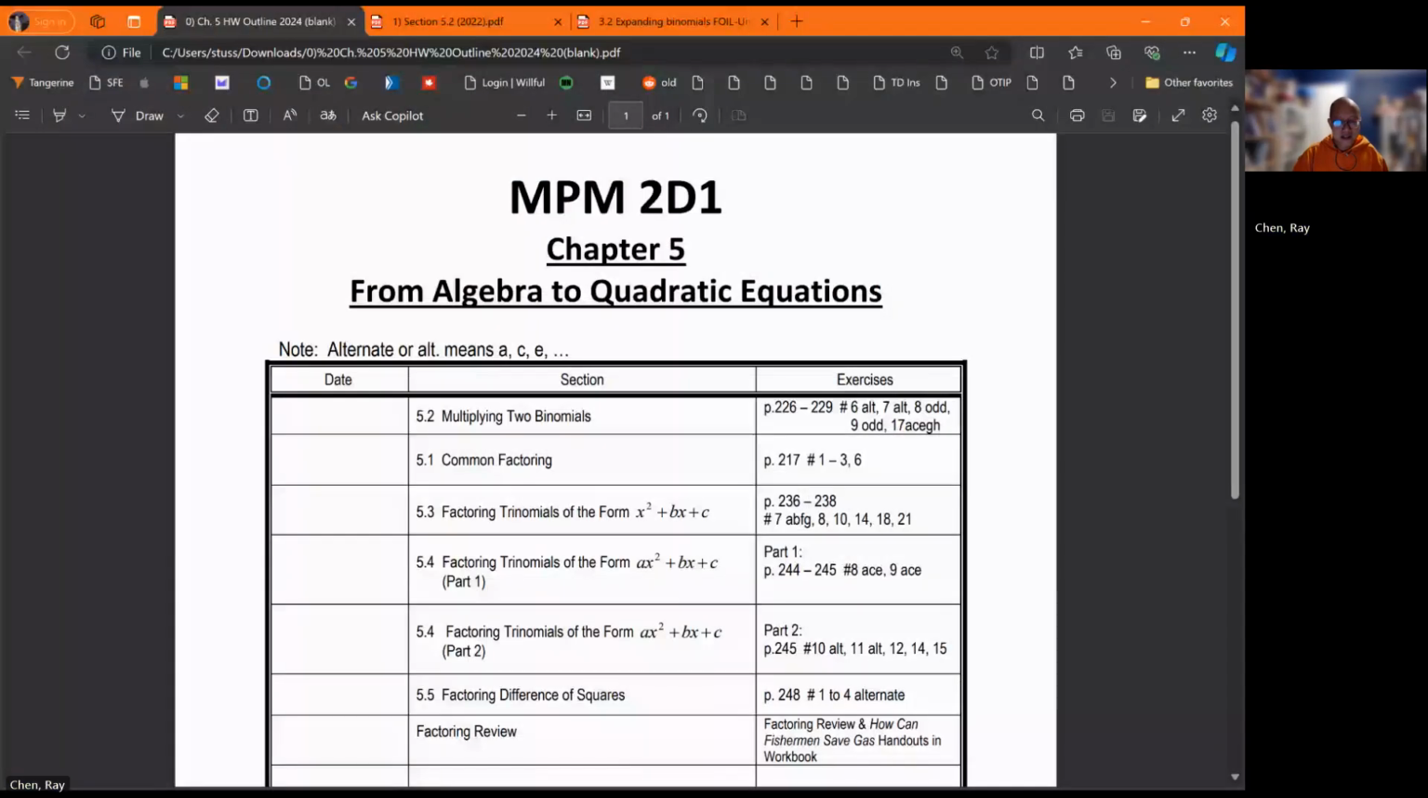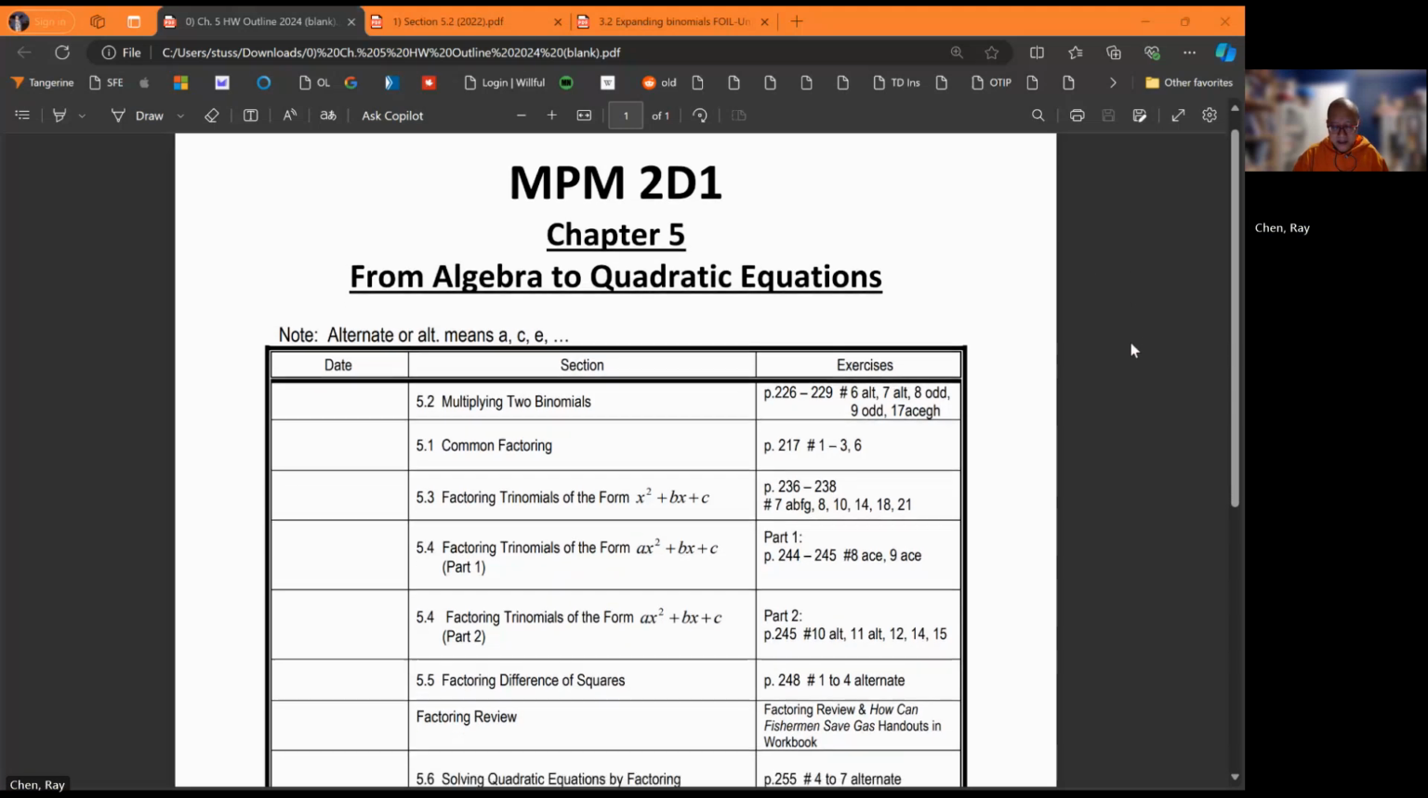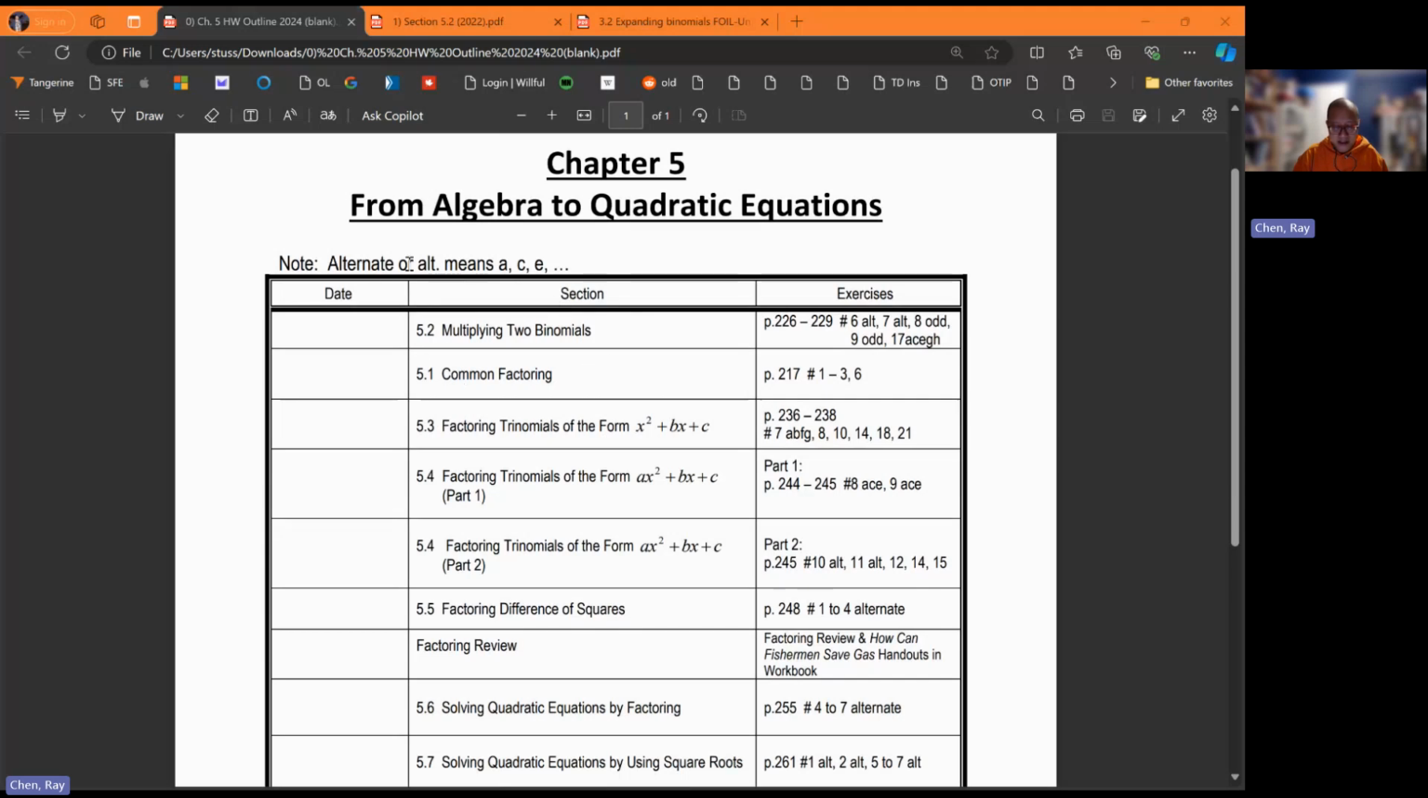So just to share with you, let's talk about our next unit. Unit 3 is related to Chapter 5. If you could turn to your workbook, give me a second. Hopefully you can see this PDF on your screen. This is our unit, Chapter 5, and we are going to start off with the first thing called multiplying two binomials. That's for today's lesson.